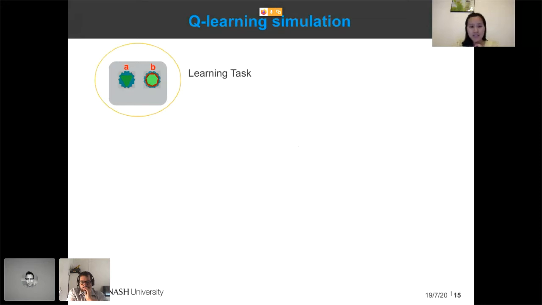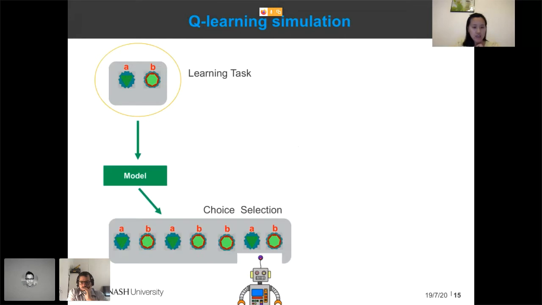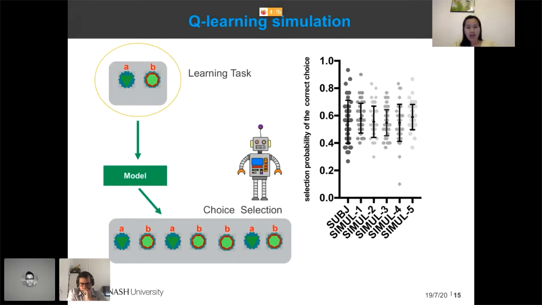Then the model estimation is done to test how well our model fits the task. How are we going to do that? We use the model and the estimated parameters to run the task. The trial-by-trial correct choices are generated by the computer, and we compare them with the participants' actual choices. We compared with our simulated data, and no significant differences were found. And we show that the Q-learning model could fit our learning task well.